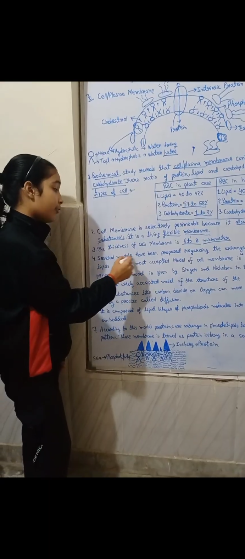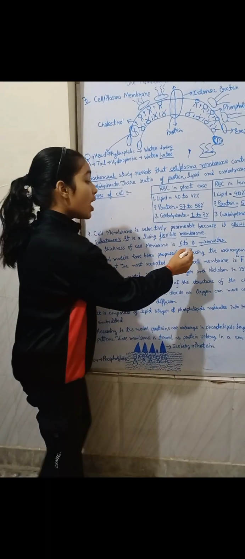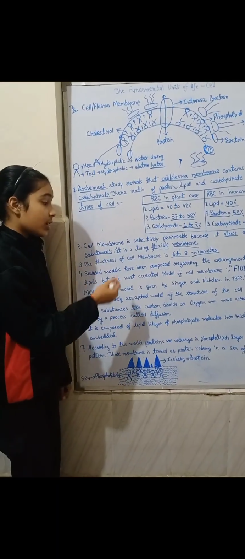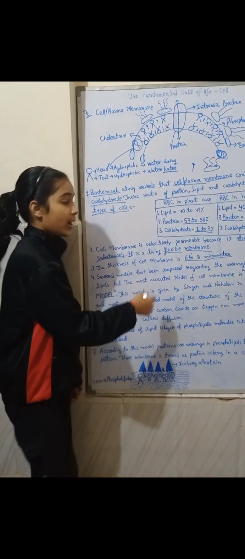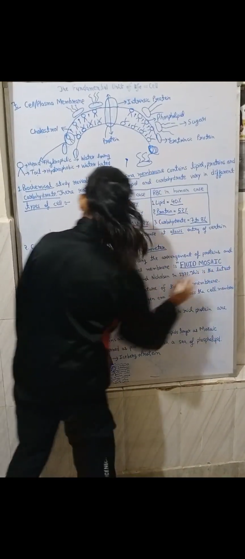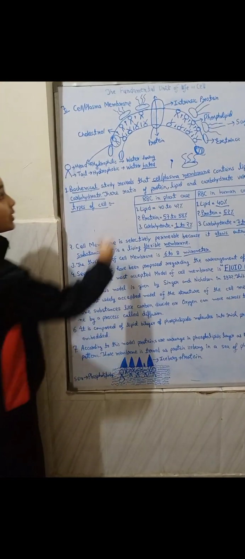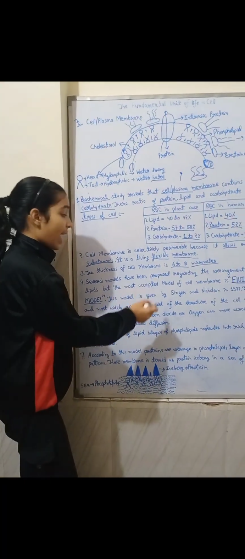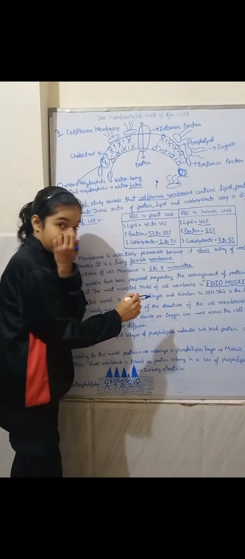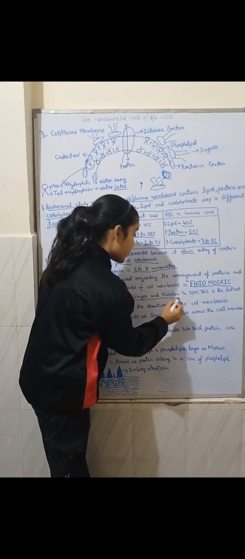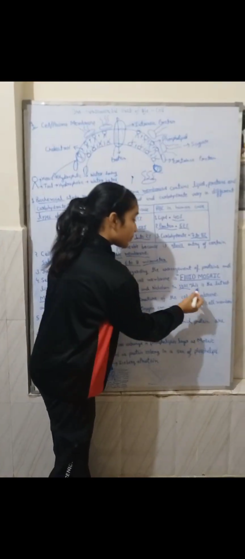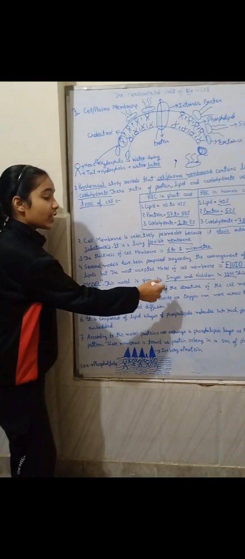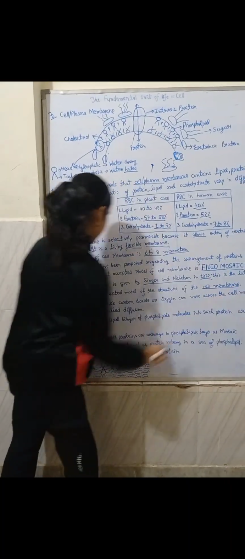Several models have been proposed regarding the arrangement of proteins and lipids, but the most acceptable model of the cell membrane is the fluid mosaic model. This is the diagram of the fluid mosaic model, and this model was given by Singer and Nicholson in 1972. This is the latest and most widely accepted model of the structure of the cell membrane.